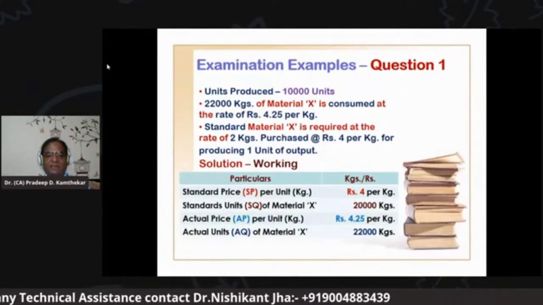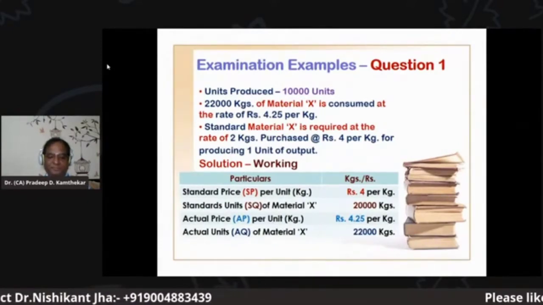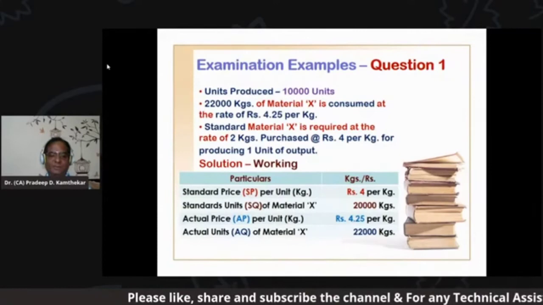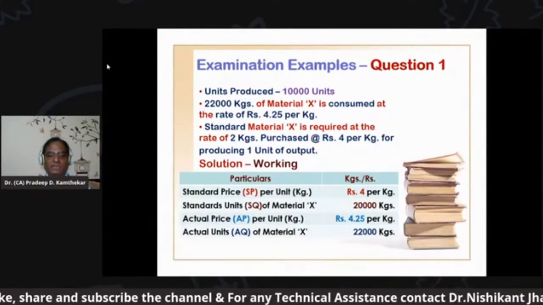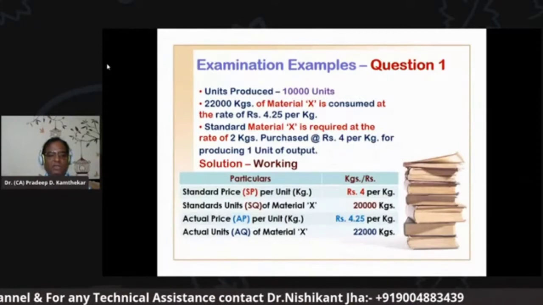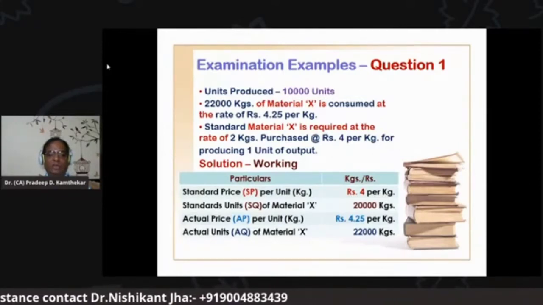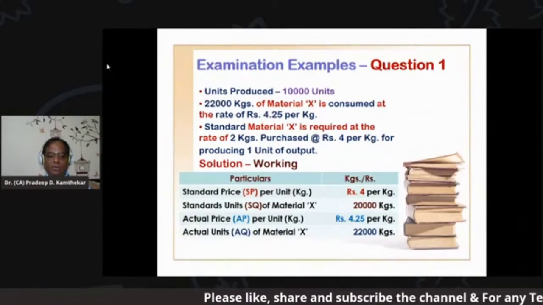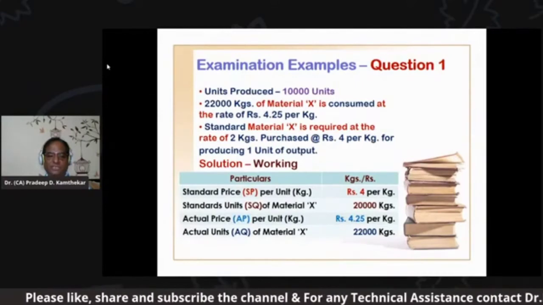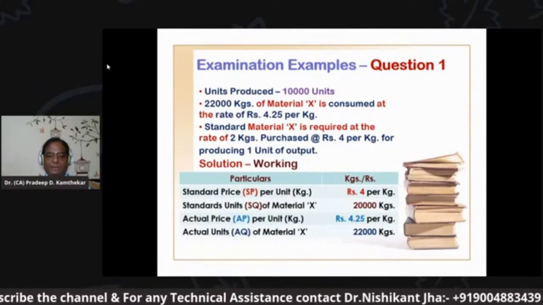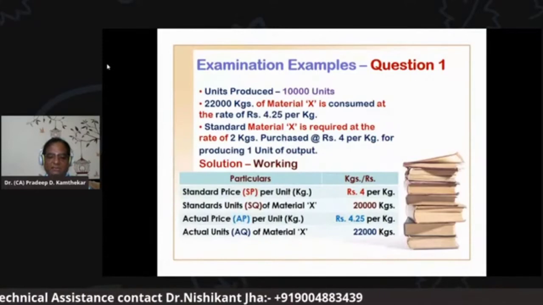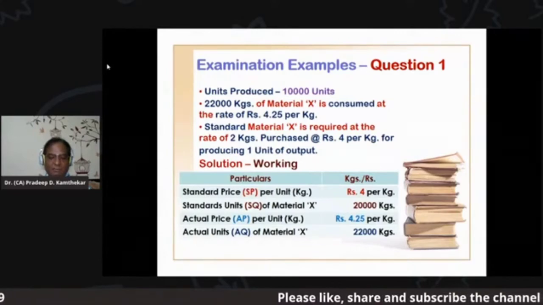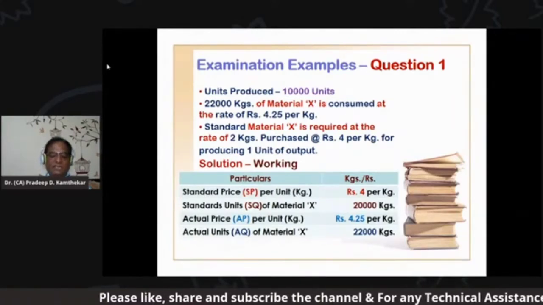Actual price is directly given, that is 4.25 per kg. Here it is directly given, but in some problems it might not be, and that we'll see in the next problems. So 4.25 per kilogram is the actual price AP, and actual quantity is also given as 22,000 kilograms of material X, so AQ. So once we have SP, SQ, AP and AQ for 10,000 units produced, we can simply put these amounts in the formulas, and then we can calculate material price variance, material usage variance, and material cost variance, and that we'll see in the next slide.